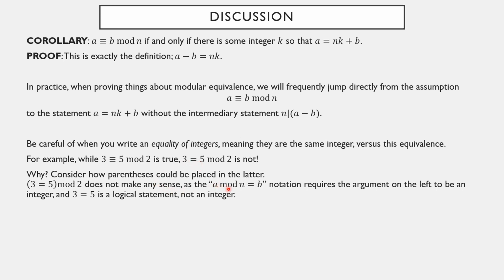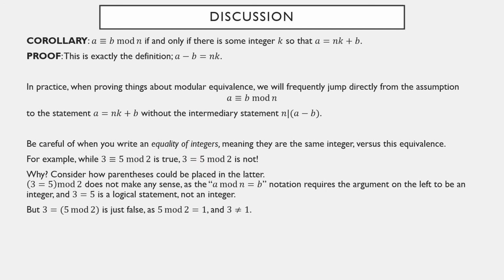The notation a mod n equals b requires that a be an integer. But 3 equals 5 is not an integer, it's a logical statement. It's in fact a false statement. But whatever, it's a statement, not a number. And I can't say logical statement mod 2, that just doesn't make any sense. But I also can't put parentheses around this bit over here, because 5 mod 2 refers to the remainder when 5 is divided by 2, which is 1. And 3 equals 1 is just not true. So no matter how you attempted to place parentheses in this statement here, it wouldn't make any sense. It would either be totally senseless if you put parentheses here, or it would be false if you put parentheses here. So that is just not a true statement.